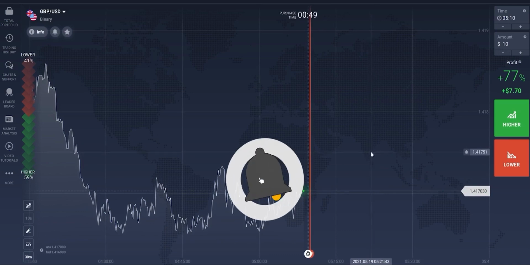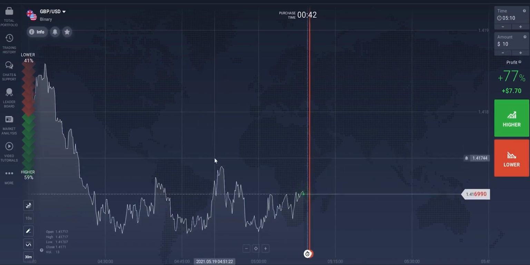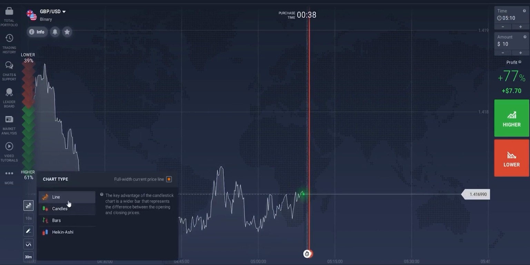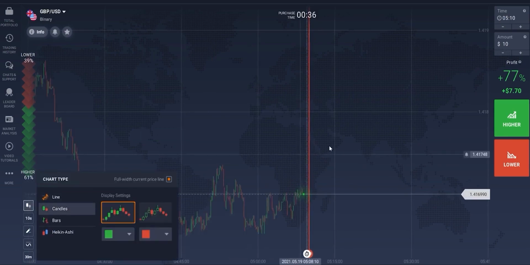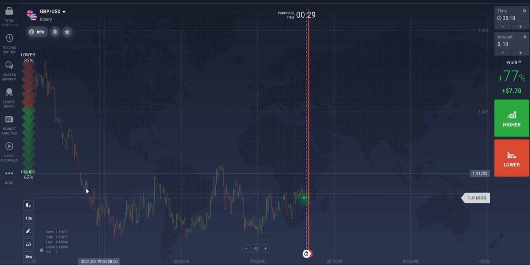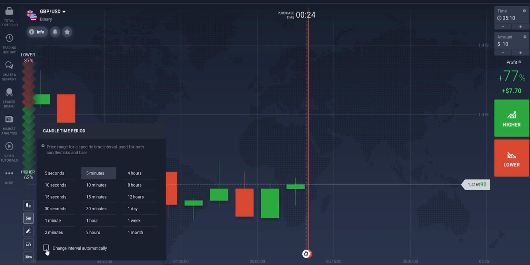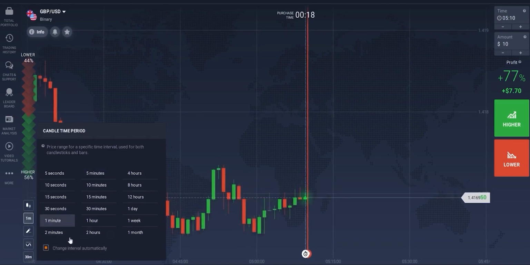Okay, if you are logging into IQ option for the first time, you'll see the chart like this. The first thing you need to do is change the chart to candlesticks. Click on this section to select candlesticks and set the time frame to 5 minutes. One thing you need to be careful about is that if this option is selected and set this way, the time frame changes with zooming, so do not select this.